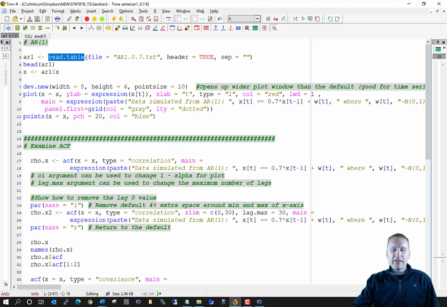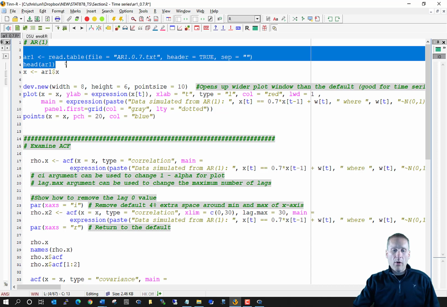Since this is a plain ASCII text file with space delimitation, I'm going to use the general function read.table to read in the data. Here's my file. Header equal TRUE, corresponding to the first row of the data having the variable names. And it is space delimited, so I use the sep argument and put equal quote space quote to mean space delimited. If I really wanted to, I could put an extra space there too to emphasize that. I'm going to put that into an object called AR1.